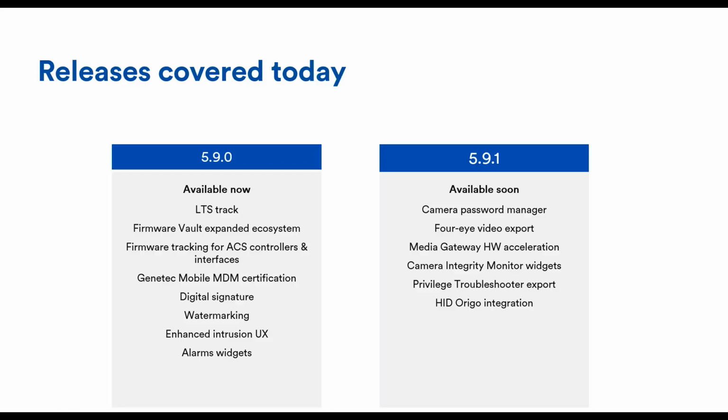5.9.1 will be available soon, and it will include the new camera password manager feature, the 4i video export settings, as well as hardware acceleration for media gateway. It'll also introduce the ability to export privileged troubleshooter reports and manage the alerts from camera integrity monitor using dashboard widgets, as well as use HID Origo credentials.